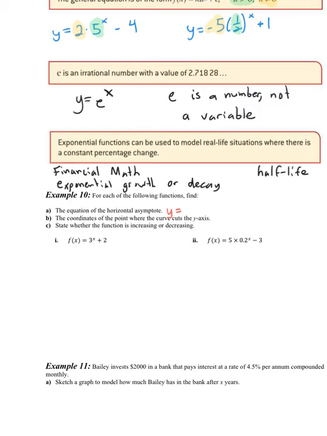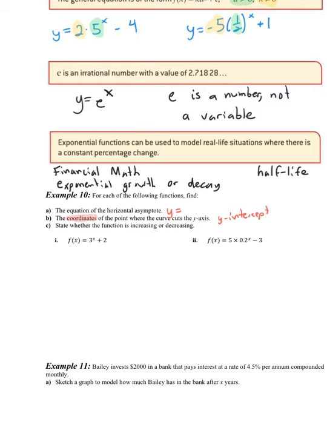So the 3 things we're going to look for: asymptotes, always write them. If it's a vertical asymptote, x equals. If it's a horizontal asymptote, y equals. Then the coordinate of the point where the curve cuts the y-axis, in other words, the y-intercept. It does say the coordinates, which I like, because whenever we're talking about the y-intercept, we want to write an ordered pair. And then it says state whether the function is increasing or decreasing. So those are the big things we want to look for on these types of problems.